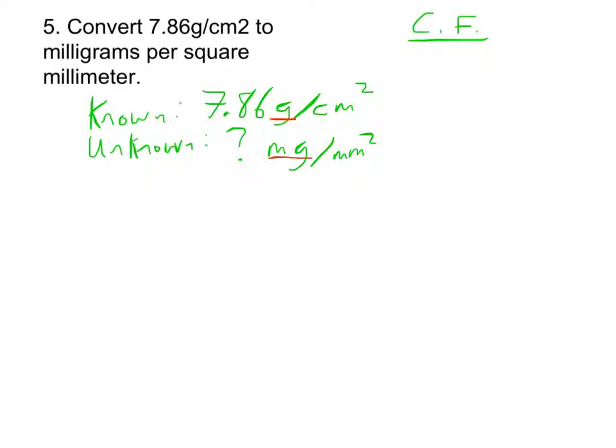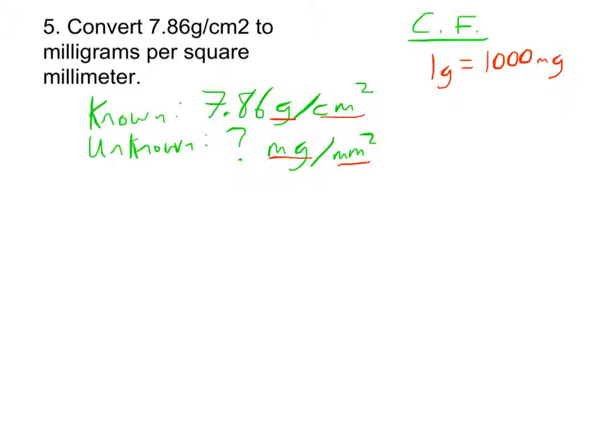Well, you should know that milli means 1,000. So for every 1 gram, that's equal to 1,000 milligrams. So you can use that as one conversion factor to try to get from your known to your unknown. The other thing we're going to have to get to is from centimeters squared to millimeters squared.